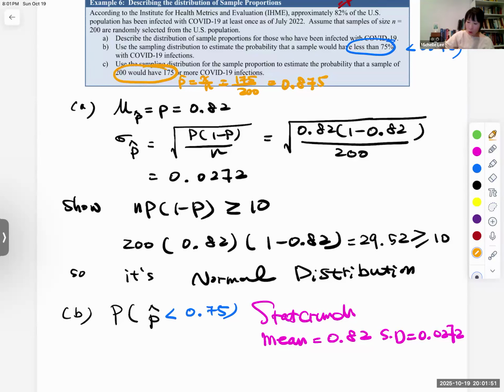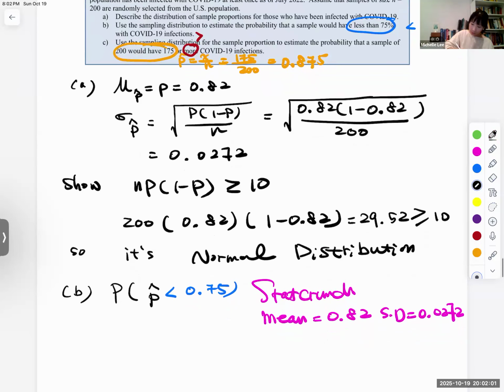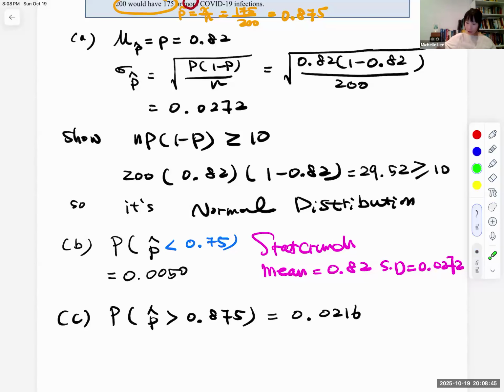And then they say that more means greater, right? Okay, so let's use that. The probability of p hat greater than 0.875, using StatCrunch with the same mean and standard deviation, right? So let me take a picture, and then we use StatCrunch. Okay, so I wrote down the probability here.